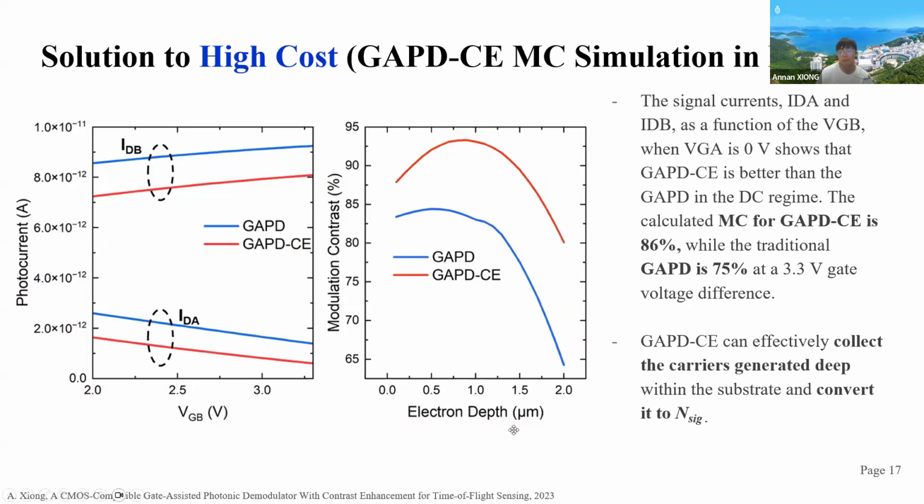For different depths of electrons, we can clearly see that when the electrons are generated in deeper places, the modulation contrast is even better. This shows that the GPD-CE can effectively collect the carriers generated deep within the substrate and convert them into the Nsig we want.